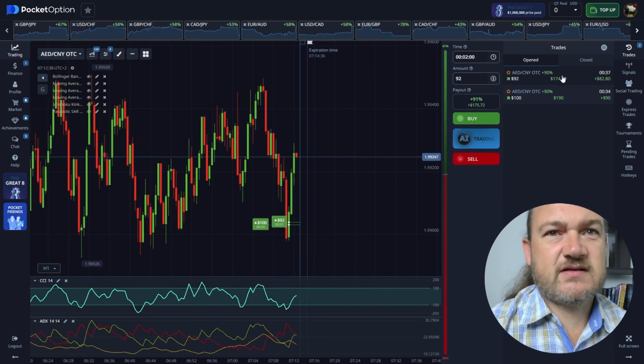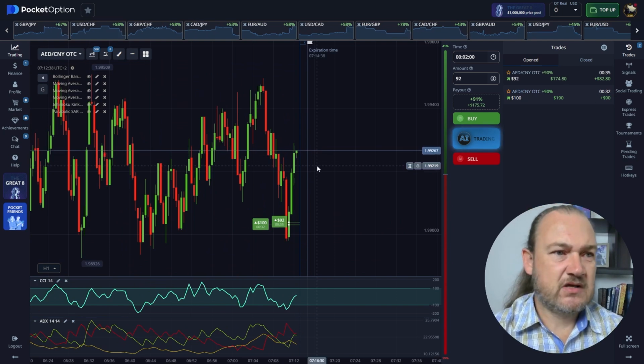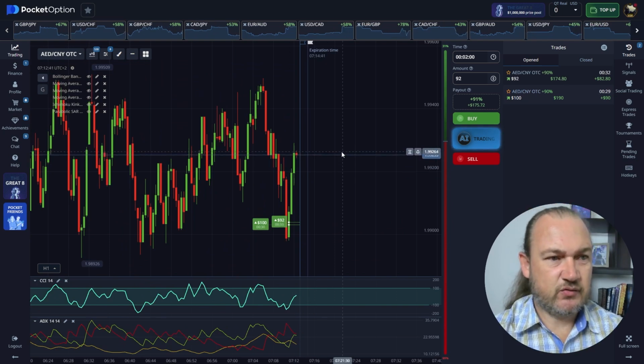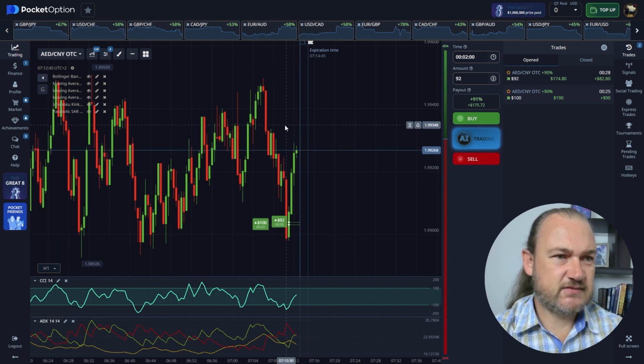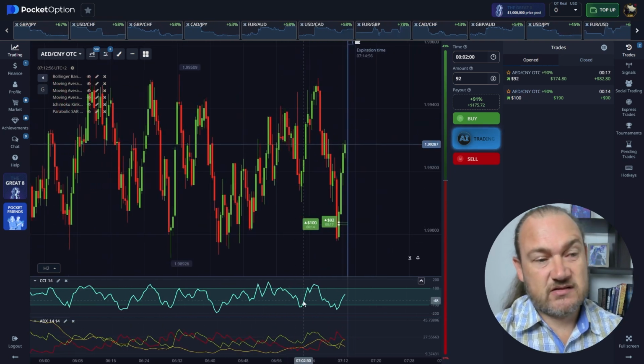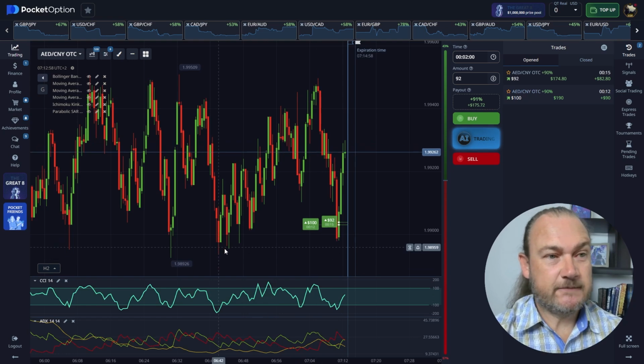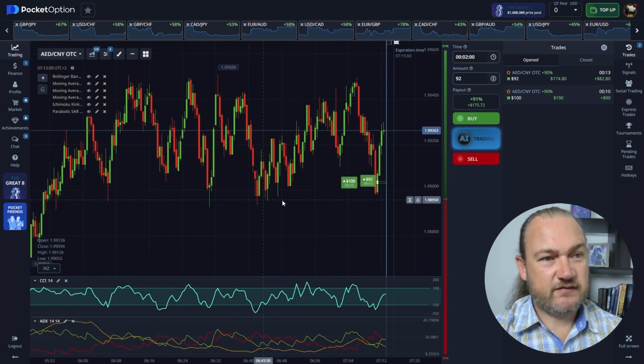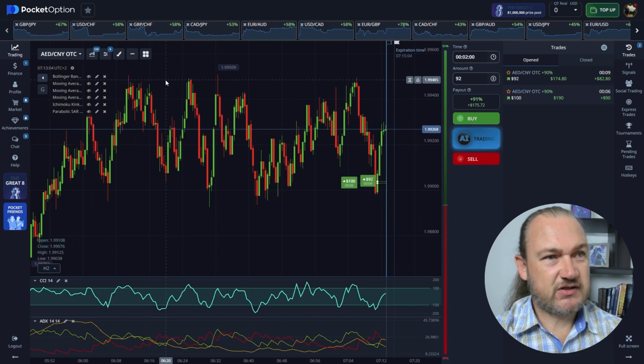Okay, we've got 40 seconds left on this, 30 seconds. So let's just sit here and wait until this entry finishes. This is a very nice strategy when price is ranging, by the way. We can see that we are in a fairly long range here. This was the lower limit, and every time it hits the upper limit, price rejects.